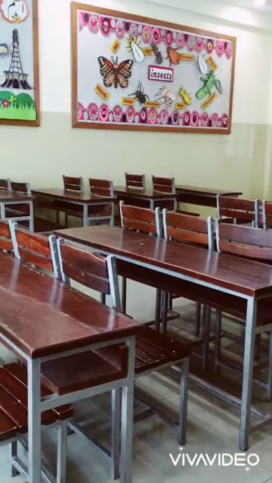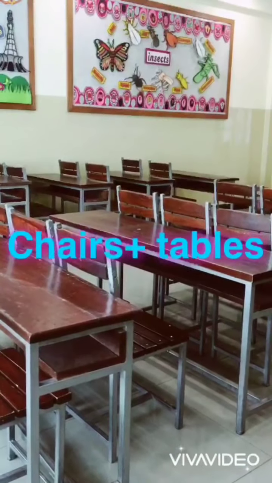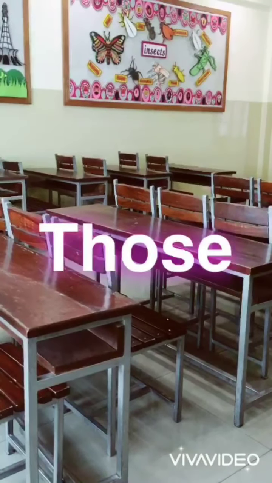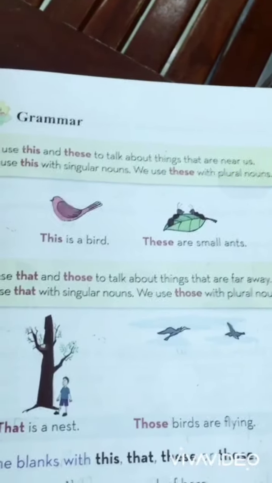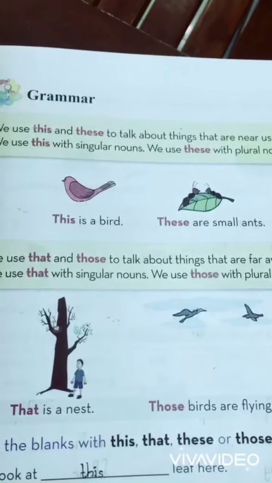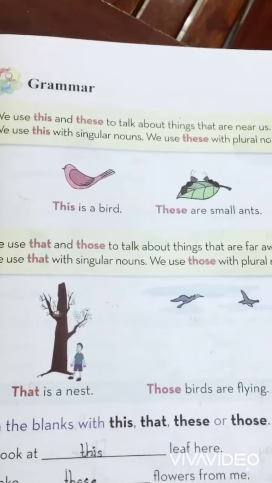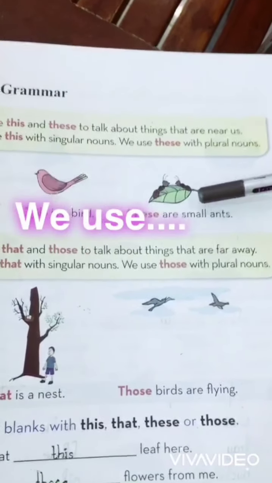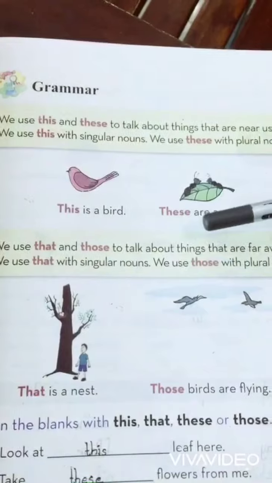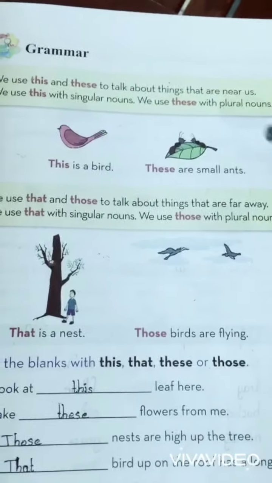So here students, you can see chairs and tables. So we will say those are the tables. Those are the chairs. I hope you can easily understand the use of these words that, those, this and these. We use that and those to talk about things that are far away. We use that with singular nouns. We use those with plural nouns.